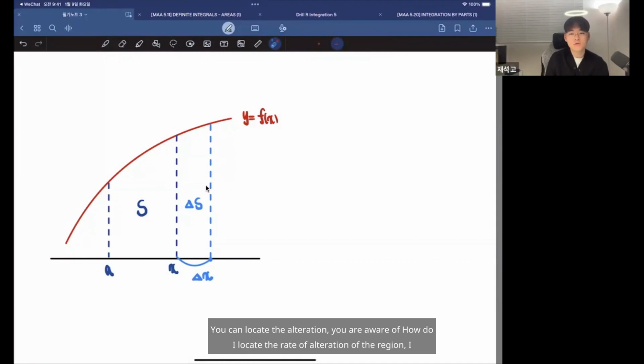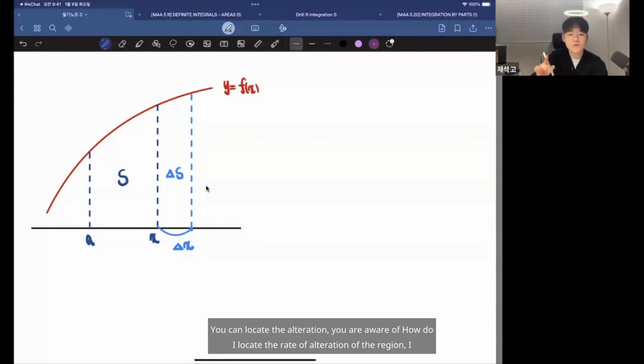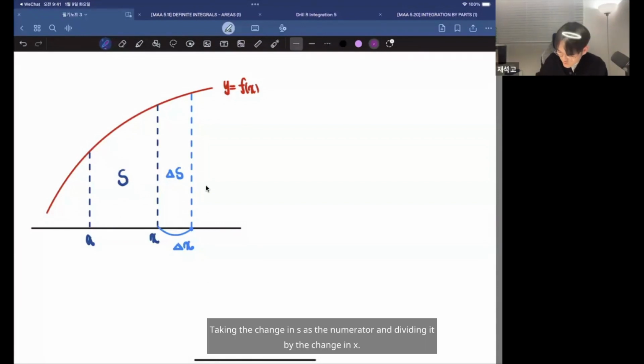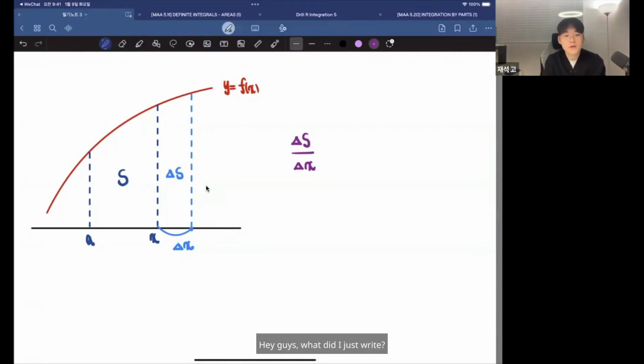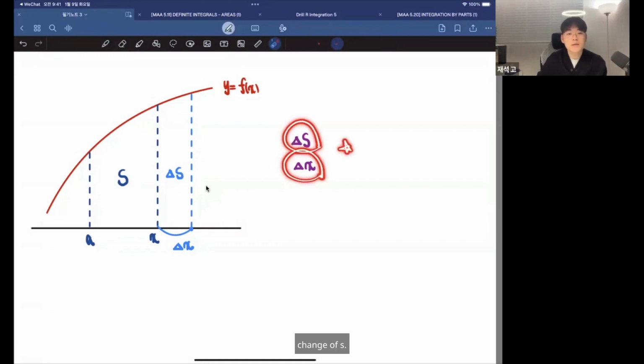You can locate the alteration. You are aware of how to locate the rate of alteration of the region. I intend the rate of alteration of S, taking the change in S as the numerator and dividing it by the change in x, like this. What did I just write? The rate at which S is changing, right? I divided this change by the change, thereby obtaining the rate of change of S. Is this okay, guys?